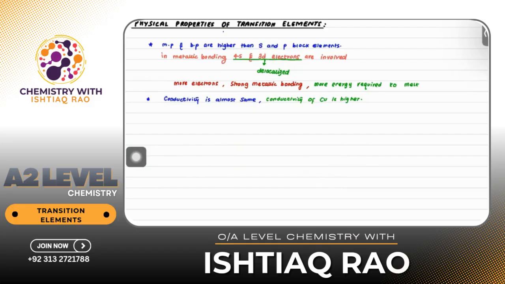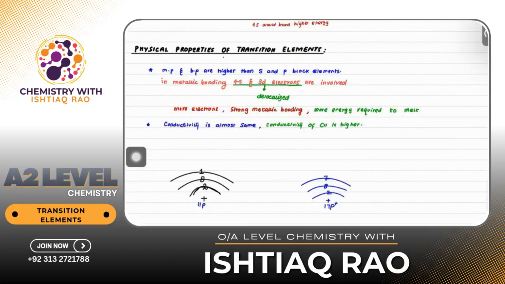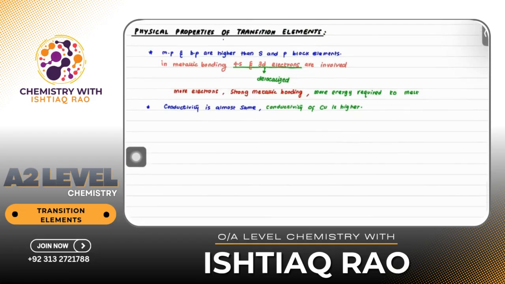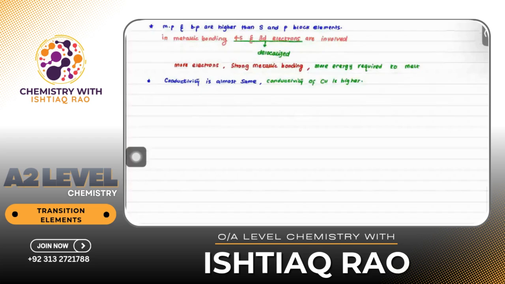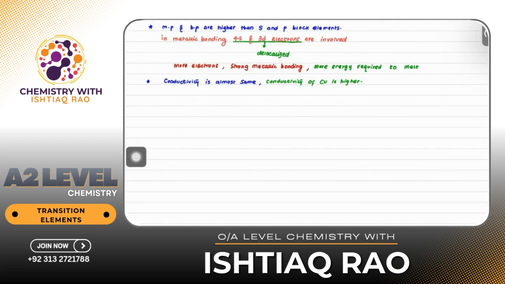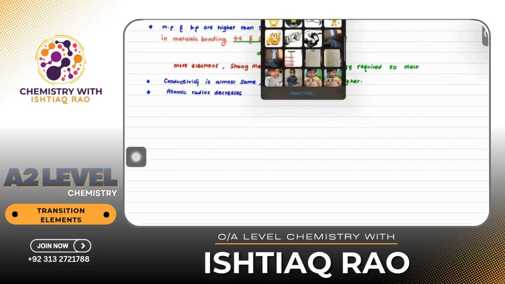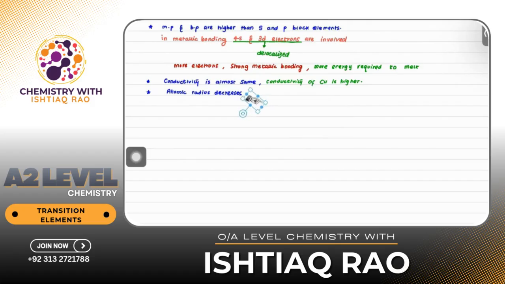So what about the transition elements? Of course, I can say that for the transition elements, the size also decreases. But there is a very important statement that I'm going to tell you. Number one thing is that atomic radius decreases, but there is a very important thing that you need to know.